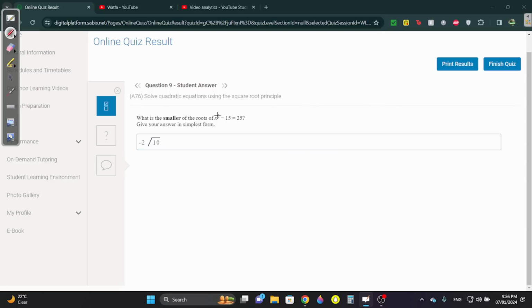Which are the smaller root of x squared minus 15 equals 25? x squared minus 15 equals 25. Obviously, take 15 to the other side. You get x squared equals 40. x equals plus minus radical 40.